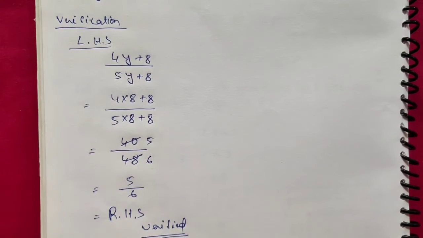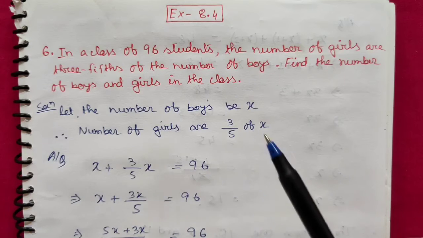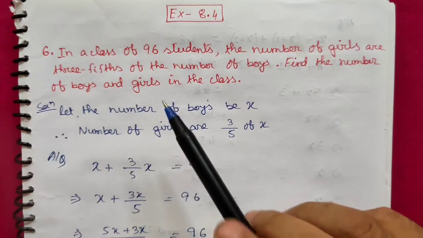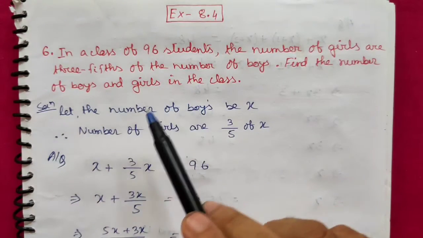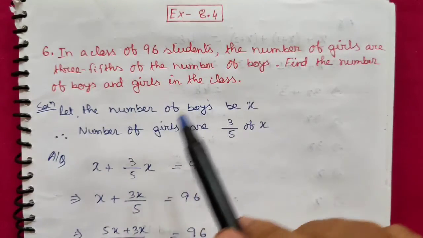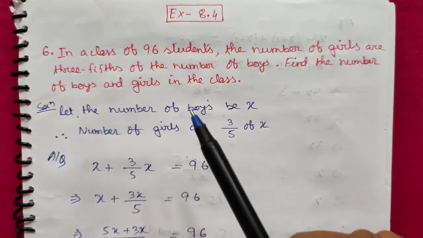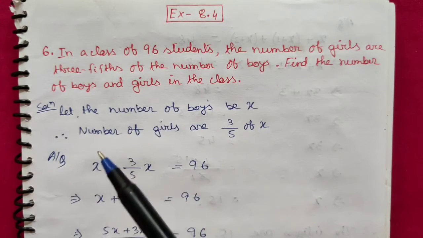Okay, now let's move to our next exercise, that is 8.4. This exercise is also based on equations, but here we didn't find equations like the earlier exercises. Here what we have to do is form equations from the words, right? So in earlier video we have solved up to question number 5. So now we will continue from question number 6.